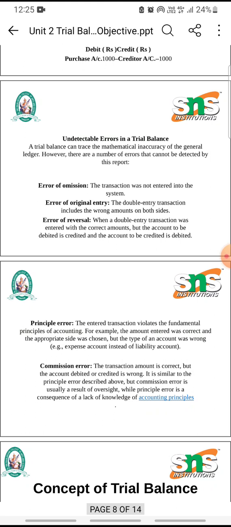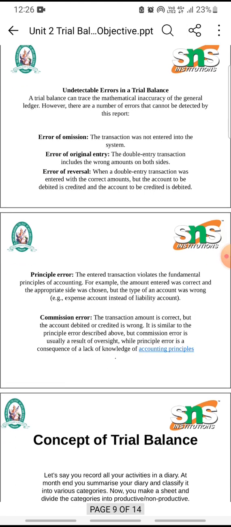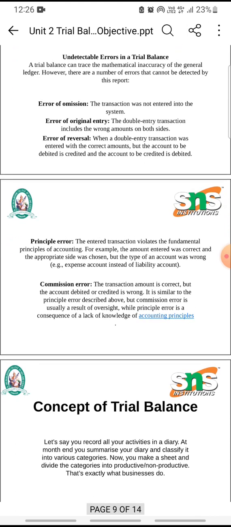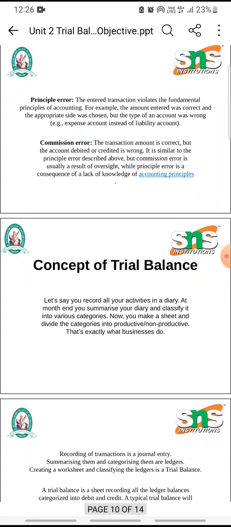transaction amount is correct, but the account debited or credited is wrong. It is similar to the principle error, but different. Commission errors are usually a result of oversight, while a principle error is a lack of knowledge of the accounting principles. Now we are going to see the concept of trial balance.